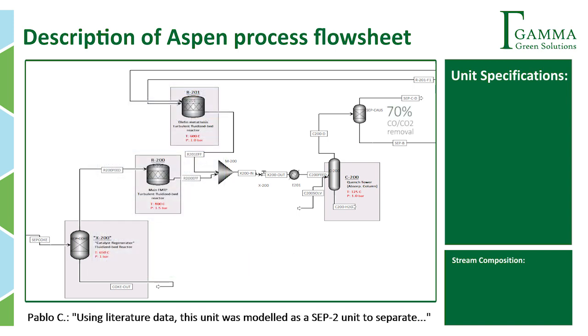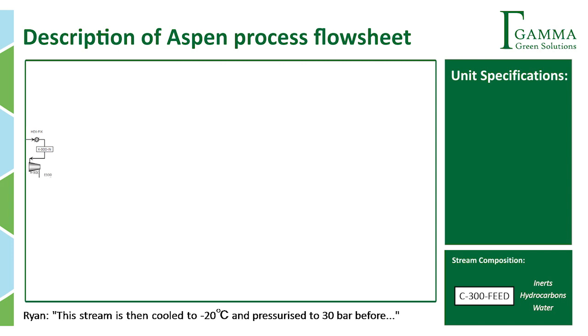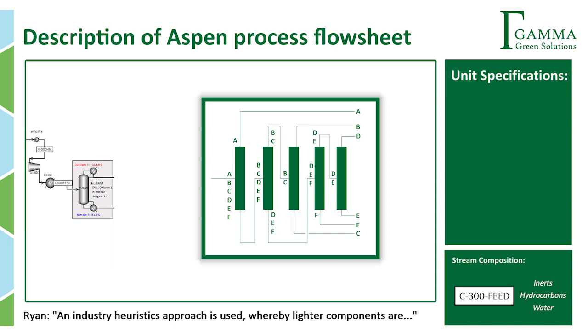Using literature data, this unit was modeled as a SEB2 unit to separate 70% of carbon oxides. This stream is then cooled to -20 degrees Celsius and pressurized to 30 bar before entering the purification section of the process, consisting of 5 distillation columns. An industry heuristics approach is used, whereby lighter components are separated first.